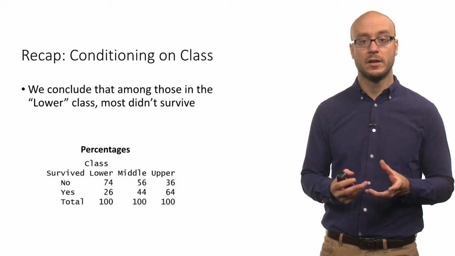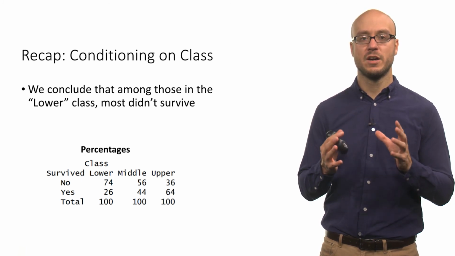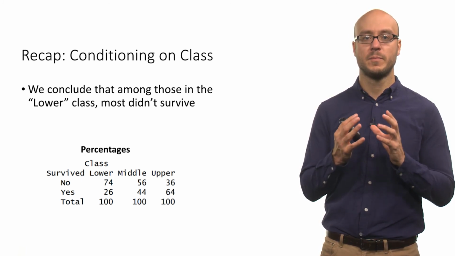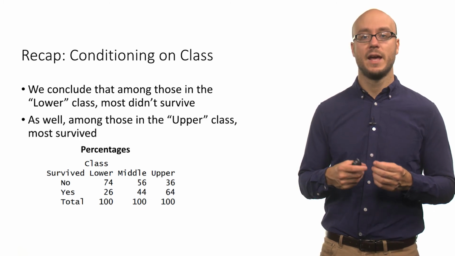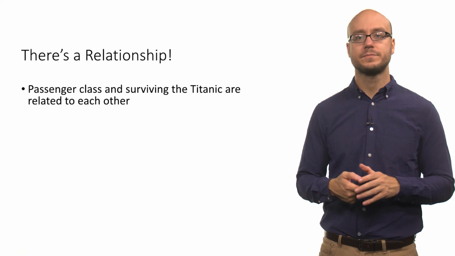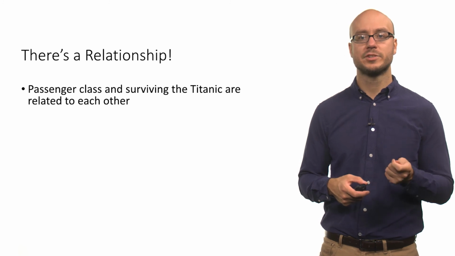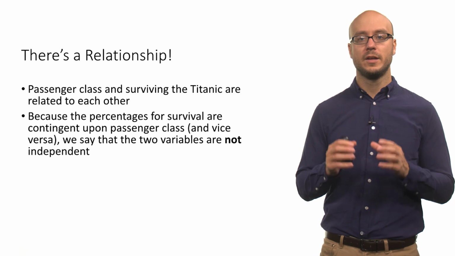We can conclude that among those in the lower class, conditioning on that particular value of passenger class, most people did not survive. And among those in the upper class, most survived. So both of these conditioning events suggest a relationship. We can say that passenger class and surviving the Titanic are related to each other.